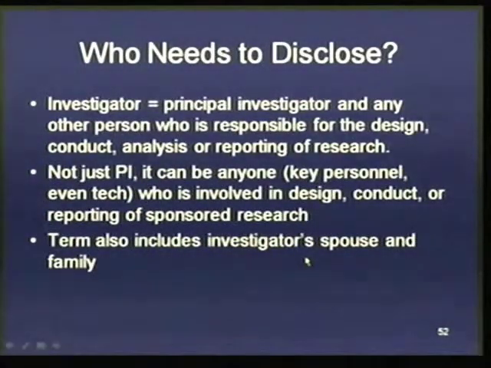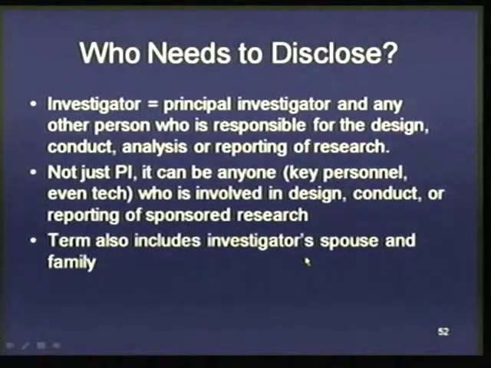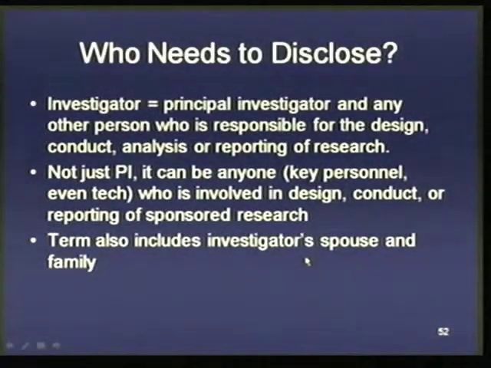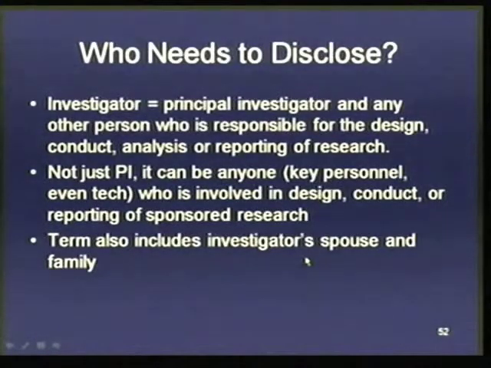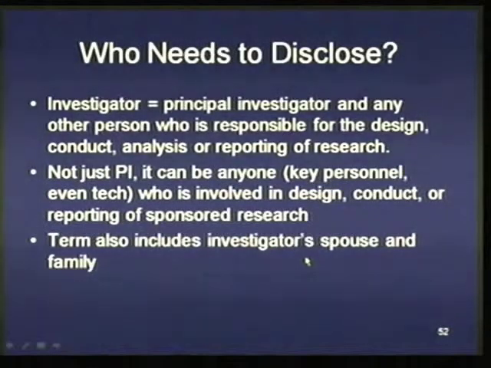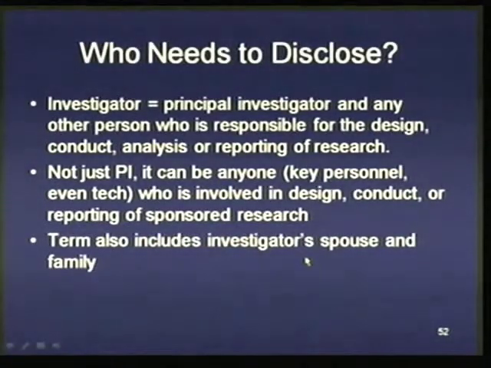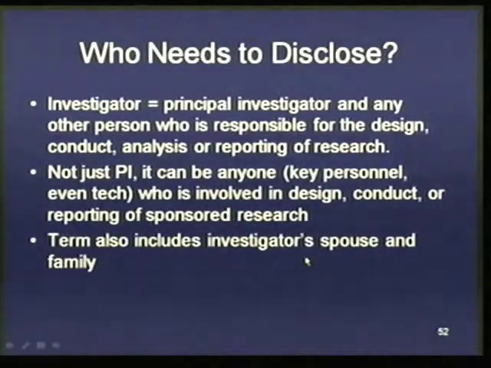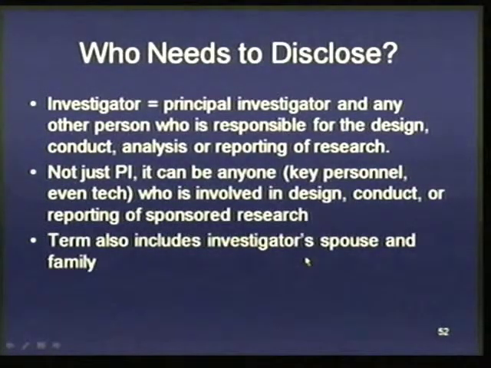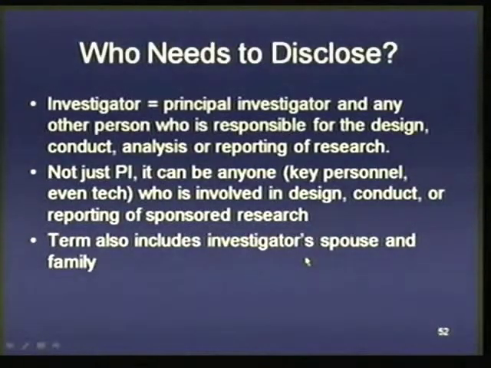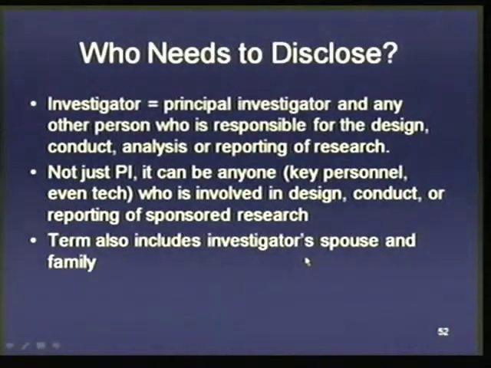Now, who needs to disclose? That's an important thing, because when you submit a grant application or you submit a paper, in fact, every investigator has to disclose conflict of interest. So if I write a grant, basically every person whose name appears on that grant has to sign a conflict of interest statement. The university has to collect that information, and the NIH relies on the university to do that administrative job. The NIH only has to be notified if there is a conflict.